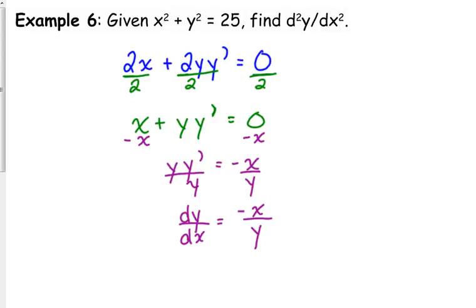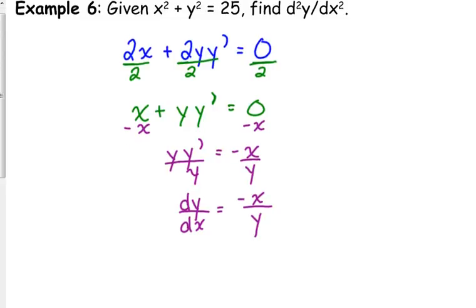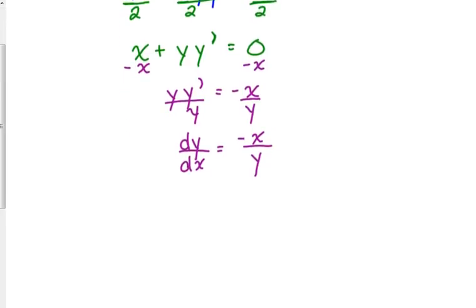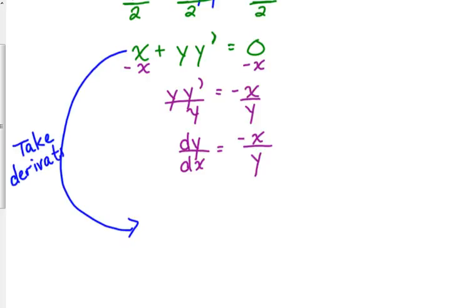Now, we have a choice here. I did solve for dy over dx here because we're going to end up having to substitute, but I really don't want to have to do the quotient rule to take this second derivative. So I'm going to go back to this green step right here, and I'm going to take the derivative again from the green step. I did need to solve because you'll see in a second where I'm going to have to substitute, but I just want to avoid the product rule or the quotient rule if I can.